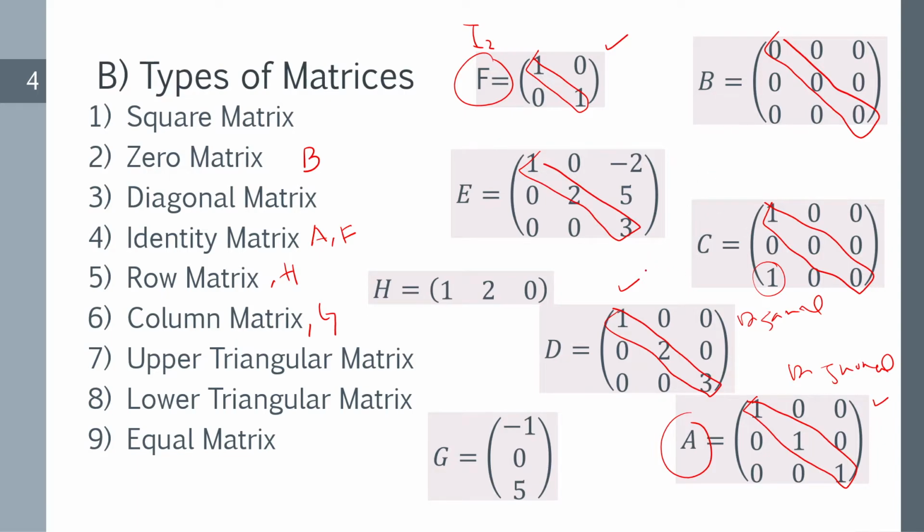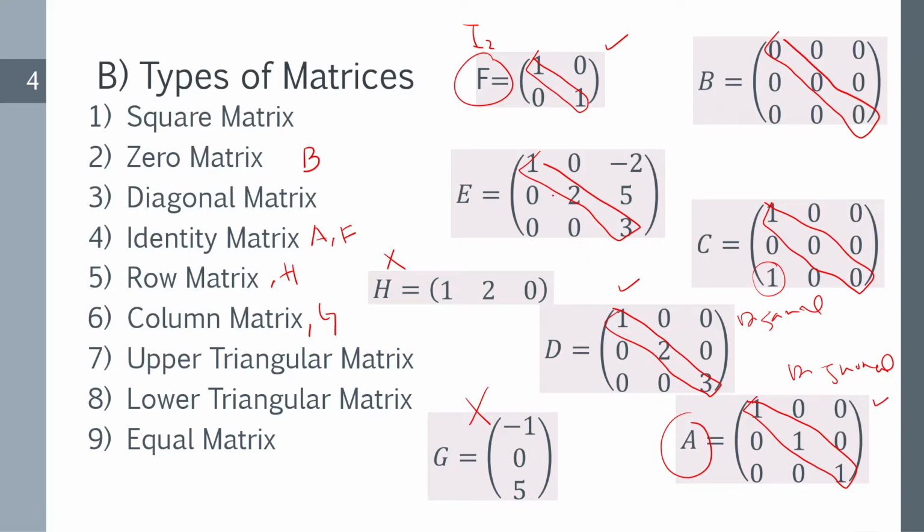Okay, so that means H and G will never be upper triangular matrices because they don't have a diagonal. So an upper triangular matrix must be a square matrix. Then we look at our diagonal. Only the upper part of the diagonal has elements, which means they are not 0.